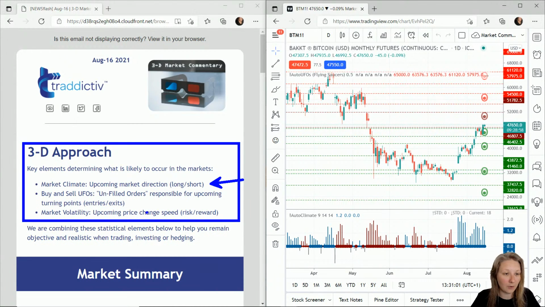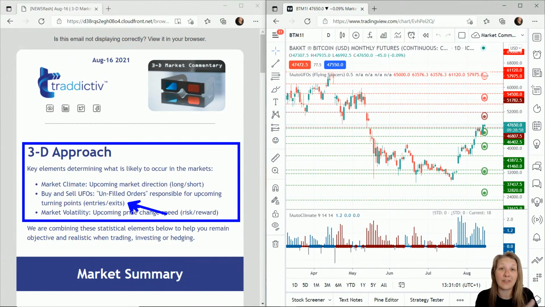Then what we want to know is when we buy and sell, where are we going to buy? Where are we going to sell? So where exactly are we going to do that? What prices are we going to buy and sell at? So we use what's called UFOs, unfilled orders. Essentially, we want to know where are the buyers and where are the sellers. Because if we're buying, then the only way price can go up is if there are more buyers than sellers.